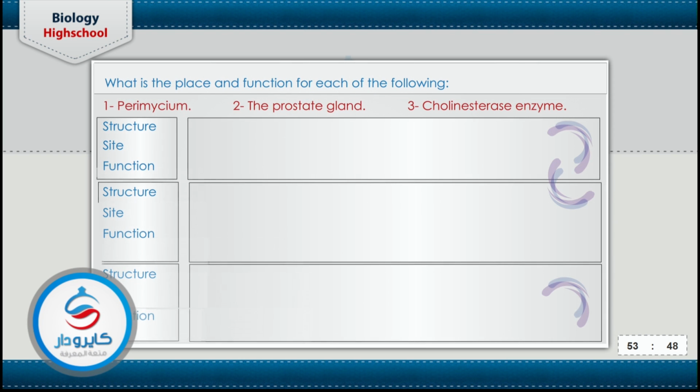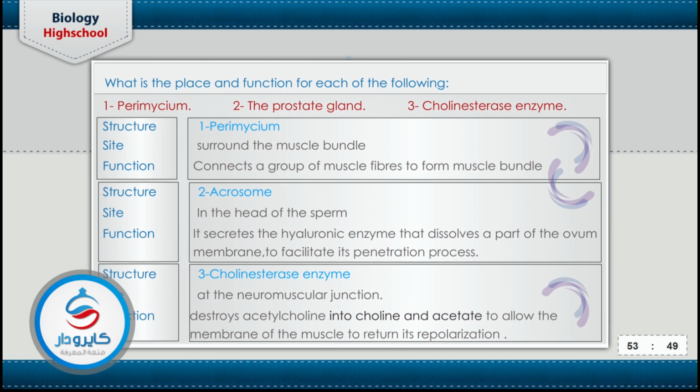The next question. Write the site and the function of each of the following: the perimysium, the prostate gland, the cholinesterase enzyme. The perimysium is the membrane located around the muscular bundle. The muscular bundle is surrounded by the perimysium. It connects a group of muscle fibers to form the muscle bundle. That's the function of the perimysium.